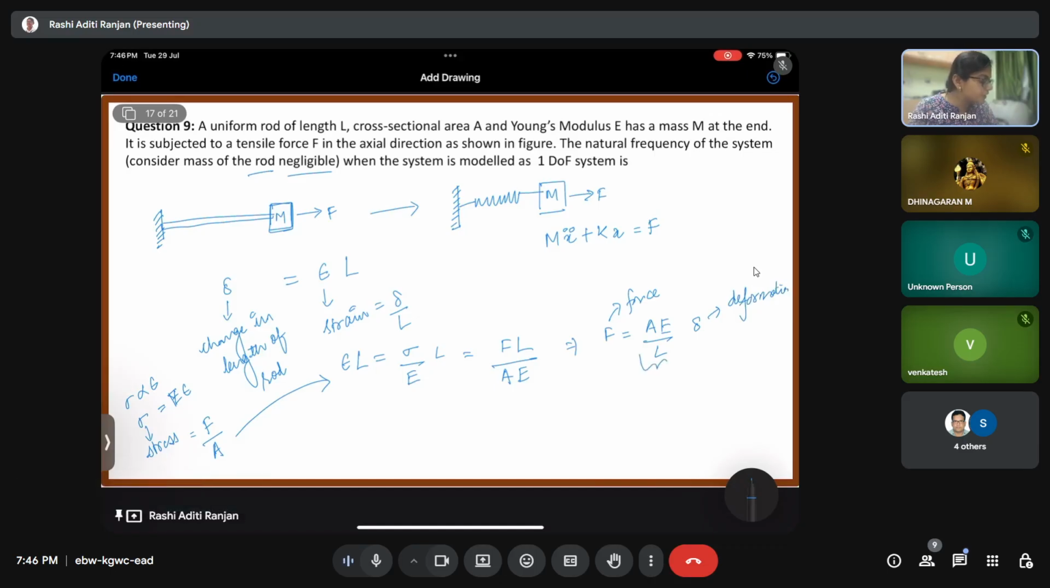So if I model it as a spring, in which I relate it as F is equal to K delta, my K is nothing but A E by L, right? So now I know K. So in this case, my natural frequency of the system is going to be the square root of A E by L into mass M.